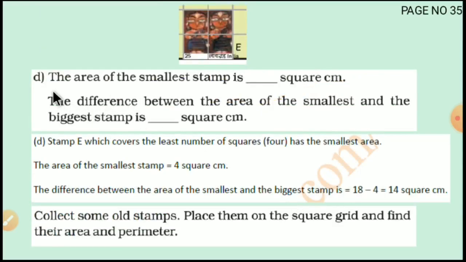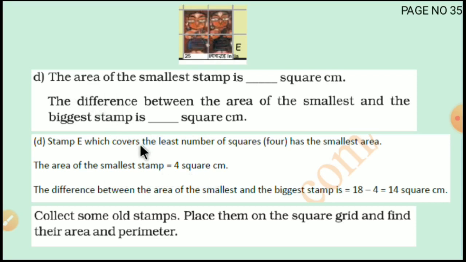Now let's go further. D. The area of the smallest stem is blank square centimeter. Here is the answer. Stem E, which covers the least number of squares, that is 4, has the smallest area. ये जो स्टेम E है वो सबसे कम स्क्वायर्स कवर करता है. Okay, so stem E has the smallest area. The area of the smallest stem is equal to 4 square centimeter.